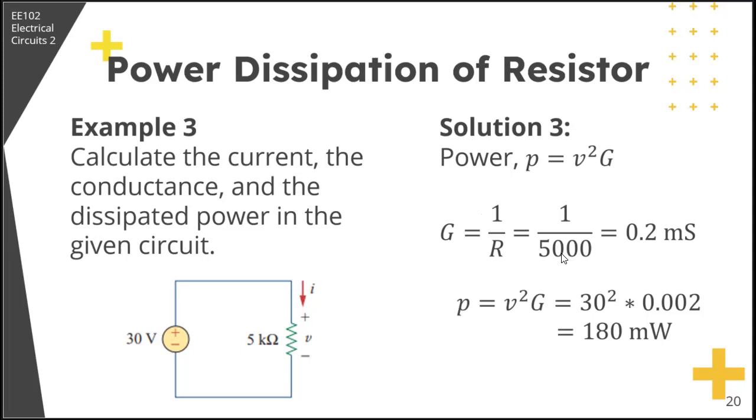Pwede po nga gamitan nato kay ang conductance. And P is equal to V squared G. So anya si G, diba? Kay reciprocal ni R. So 1 over R. 1 over 5K, so that's 0.2 millisiemens. And P is equal to V squared G. V is 30, so 30 squared times 0.0002. Sorry for this error. And that's equal to 180 milliwatts.